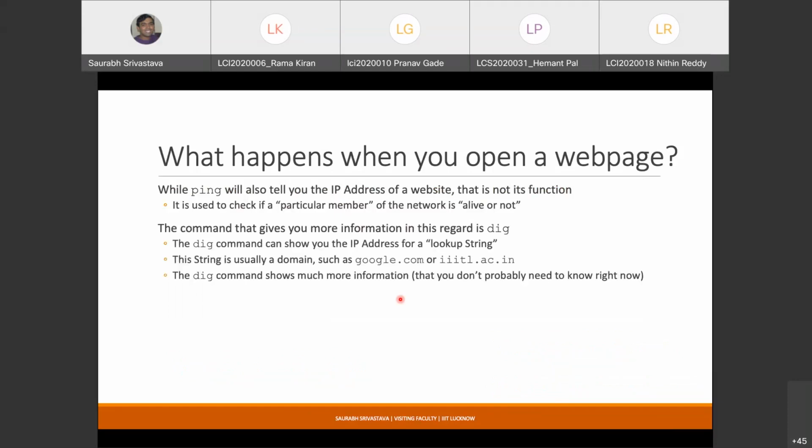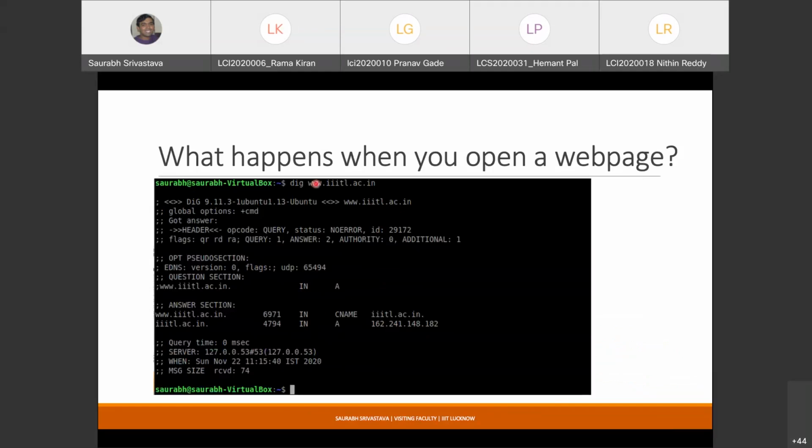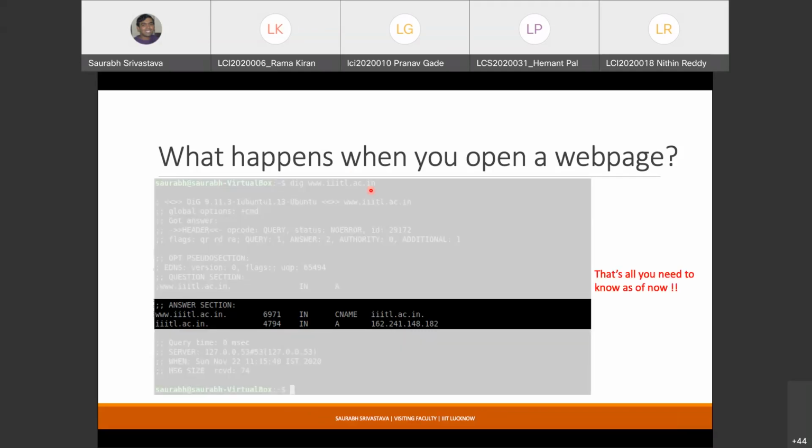But another proper command to know more about network details is the dig command. You can use the dig command with any domain like google.com or IIITL.ac.in, and it shows you much more information, right? So this is what it shows you if you try to dig the IIITL.ac.in domain. Basically there is an answer section which talks about the IP address of IIITL.ac.in, which is here. And there are some more entries. For example, there is a CNAME entry which essentially says that IIITL.ac.in is an alias for www.IIITL.ac.in. So you can just type this instead of this. That is what it is trying to tell you.